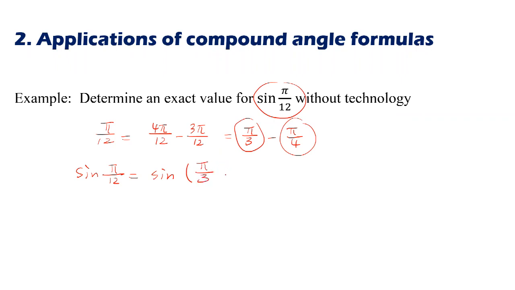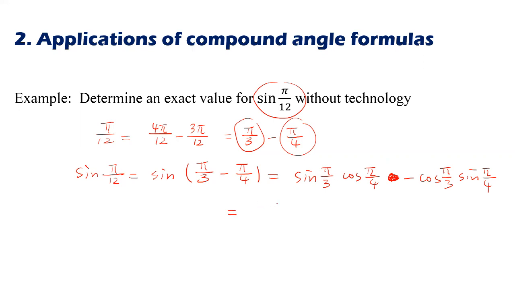as sine of 1/3 of pi minus 1/4 of pi, which, according to the compound angle formula for sine of alpha minus beta, is sine alpha cosine beta minus cosine alpha sine beta, right?